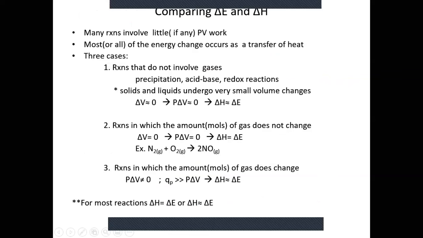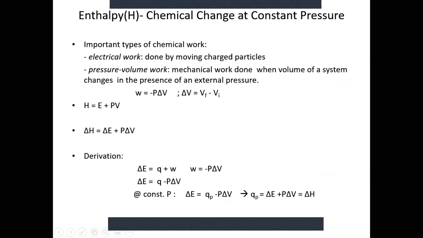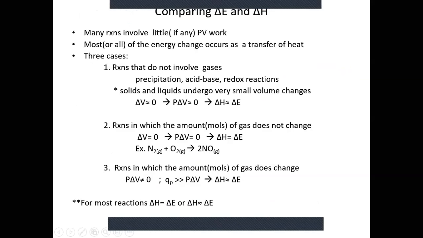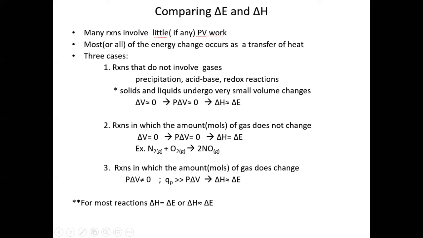Now, how do we compare delta E and delta H? As we said, from this equation you need delta E and the work to calculate delta H. Many chemical reactions involve very little pressure volume work, so in some cases we can approximate delta H to be delta E. In most reactions, the energy change occurs in the transfer of heat. There's a lot of heat given off and a small amount of work done, so the heat is so much more than the work that you can approximate delta H to be delta E.